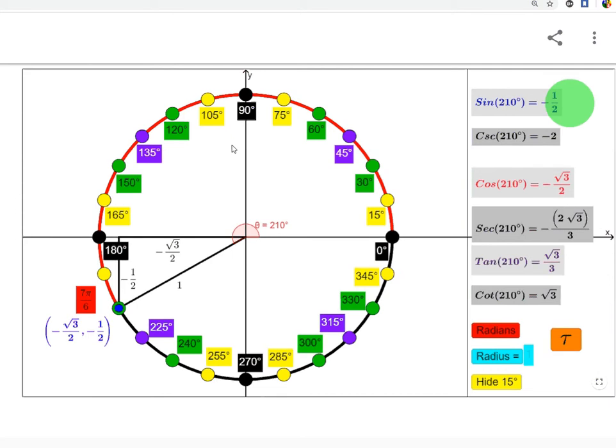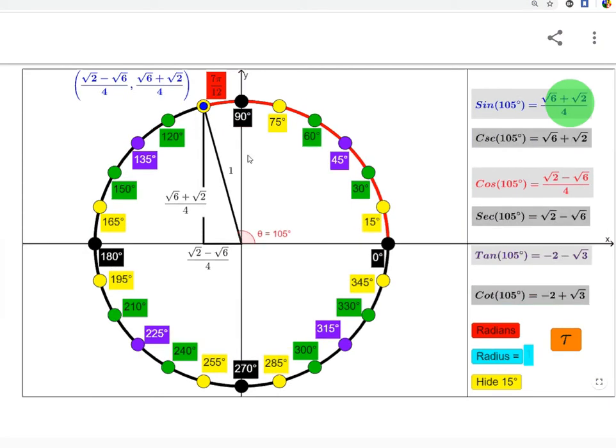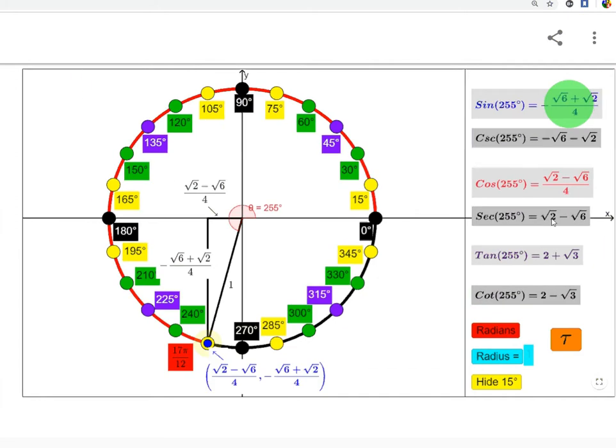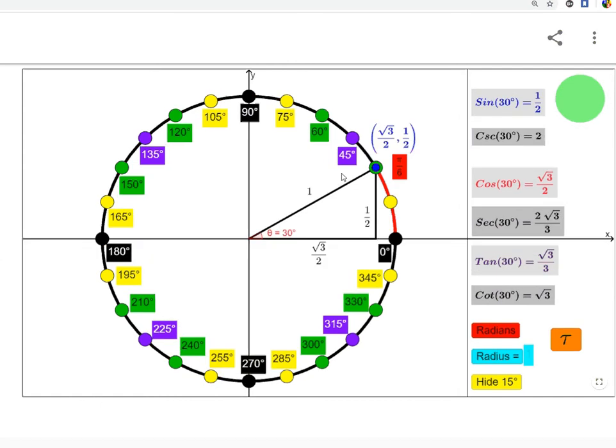We can even do it for these yellow angles at multiples of 15. For example, sine of 105 is square root of 6 plus square root of 2 over 4. If we flip that, it's the same thing but negative. What we are seeing is in effect confirming that sine is an odd function.